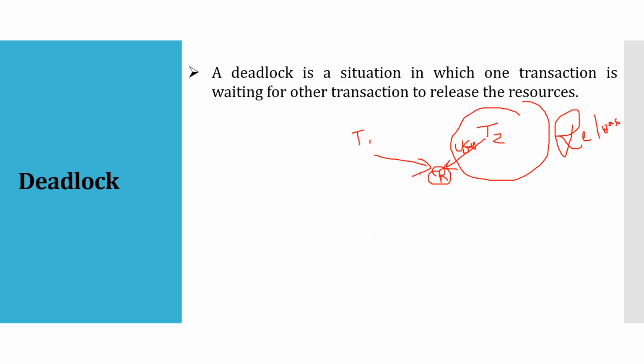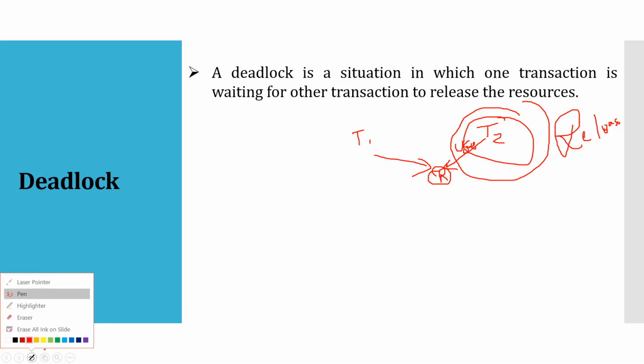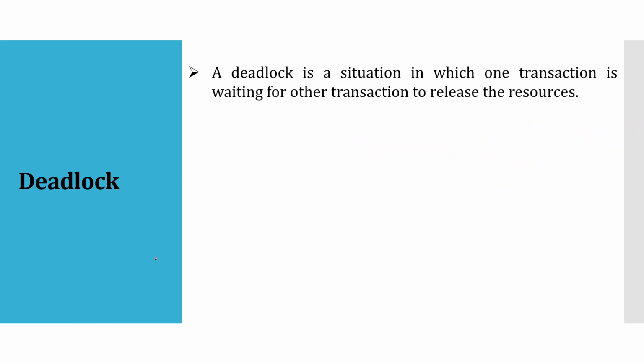Until and unless T2 releases this particular resource, T1 won't be allowed to perform its operation. So this is a deadlock, because it is waiting for this resource which is already being occupied and used by T2. So this is what deadlock is. Clear with this? What do you mean by deadlock in database now? A transaction waiting for some other transaction to release a particular lock or resource.